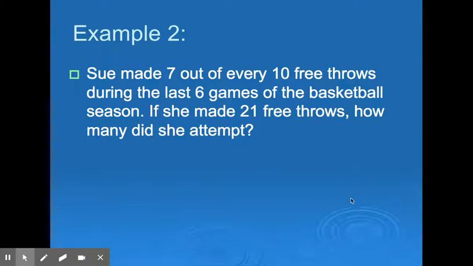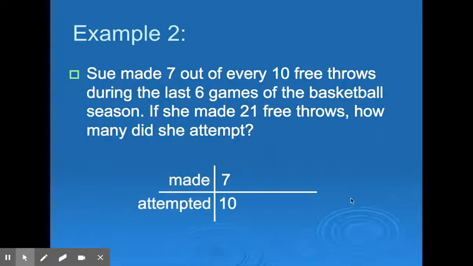Another example. Sue made 7 out of every 10 free throws during the last 6 games of the basketball season. If she made 21 free throws, how many did she attempt? So we would build our table, and we would have 7 made out of 10 attempts. And we know that she made 21. So we need the connection between 7 and 21 so we can build up. And that would be times 3. So whatever we did to the top, we do to the bottom. We'd multiply the 10 by 3. So the attempts would be 30.